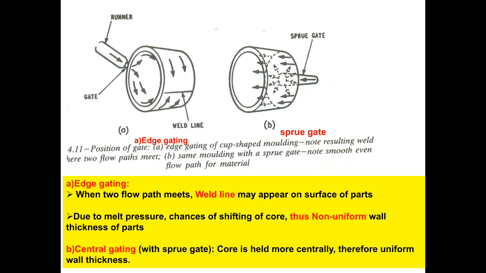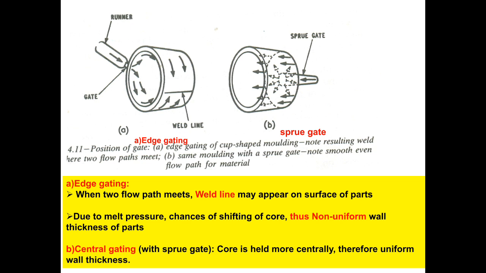Observe the material flow. When the material melt passes through the gate, it flows in two directions and forms a defect, a weld line, on the surface of the component. So in edge gating, when two flow paths meet, a weld line may appear on the surface of the parts. Due to melt pressure, there is a chance of shifting of the core, forming non-uniform wall thickness of the parts.